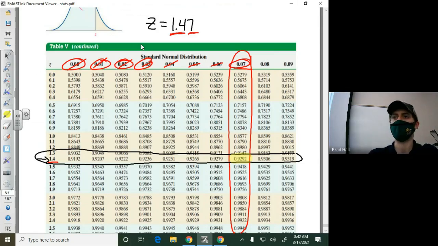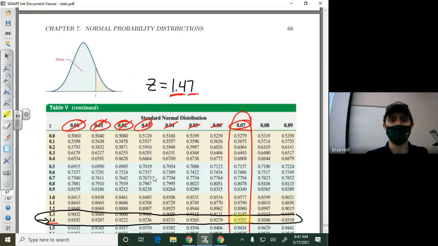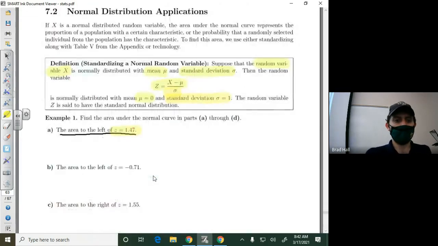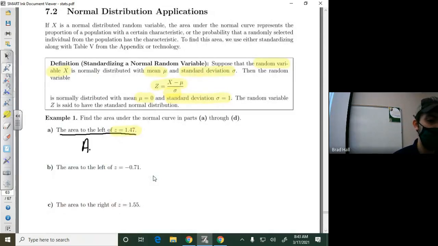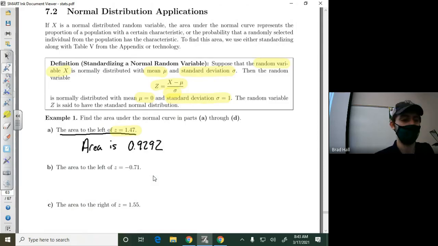That tells us the area to the left of that Z-score. It's just 0.9292, and that's the answer. That's it. It's where the row and the column overlap or intersect. So we can scroll up and put the area is 0.9292. And of course, on the test, I would give you that table, no doubt.